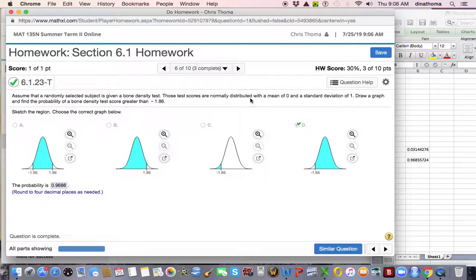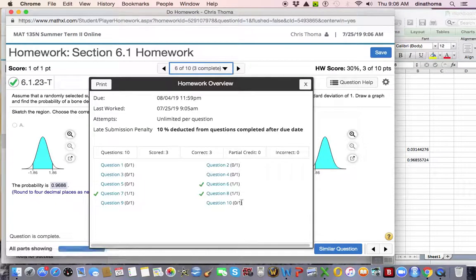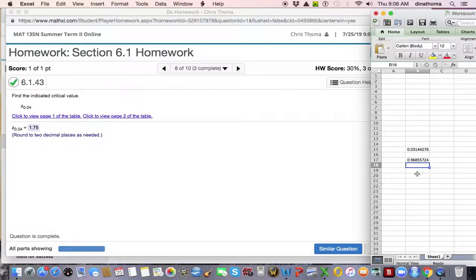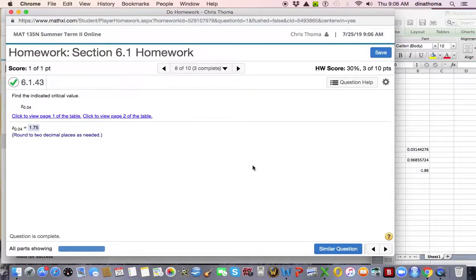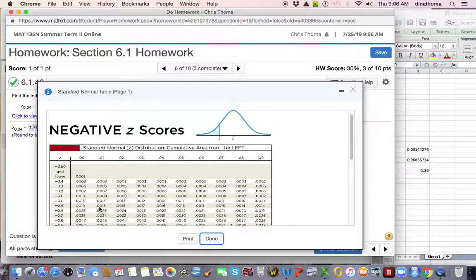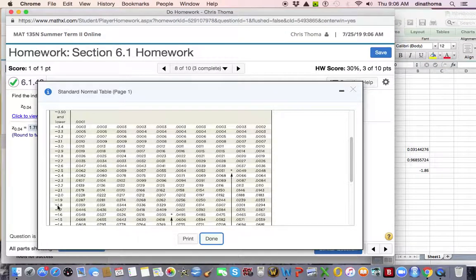So you should always use NORM.S.INV, or the tables. Like I said, I'll show you how to do this with a table one last time. So I'll go back to 8 because it had a table for me. So remember our score was negative 1.86. I'm just going to type this there so we can see it. If I come to my table, I find negative 1.8 and then I go over to 6.